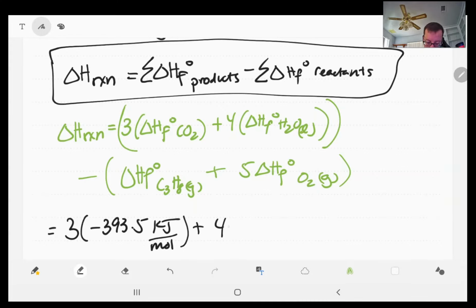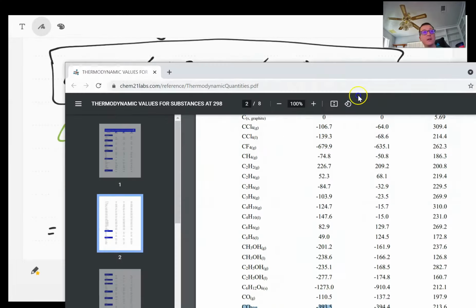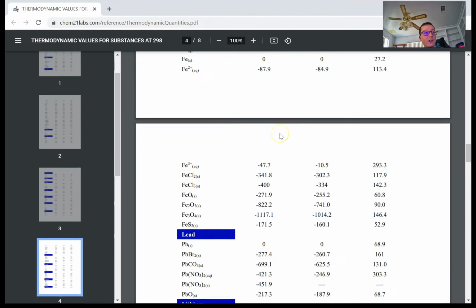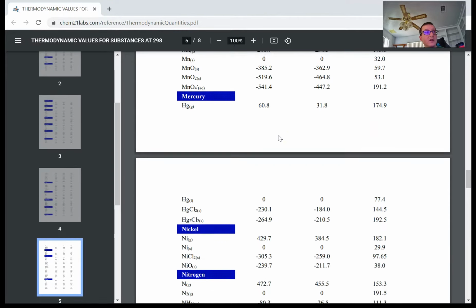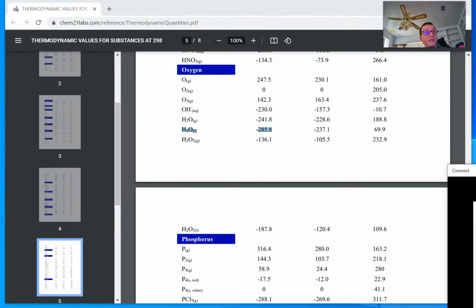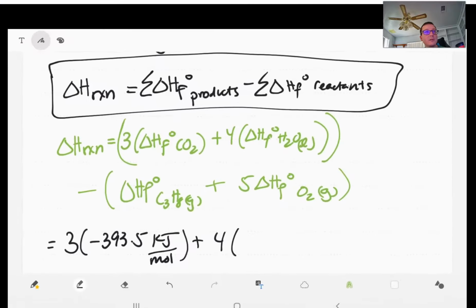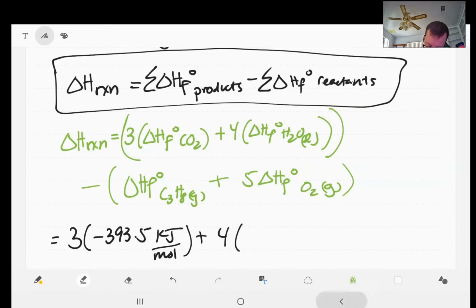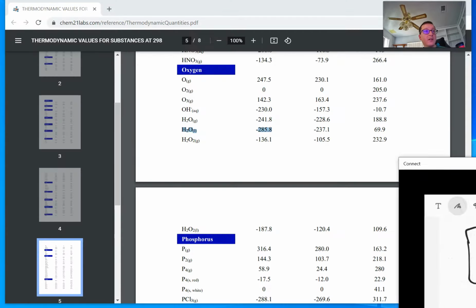Plus 4 times water liquid. So we're going to find water liquid. We're going to go to oxygen. And here's water liquid, so 285.8. I feel like these are all numbers we've used before. So 285.8 kilojoules per mole minus delta HF for propane.